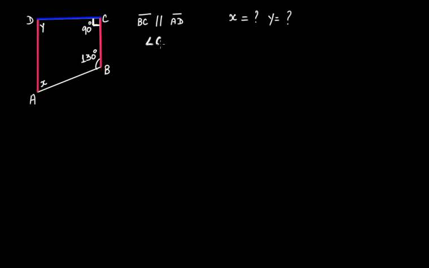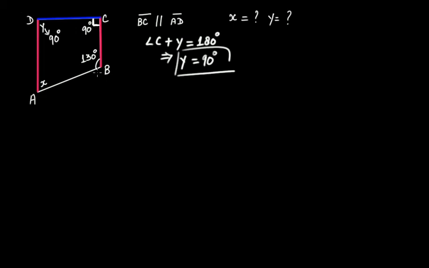So angle C plus angle Y is equal to 180 degrees. So from here you get Y is equal to 90 degrees. You get Y as 90 degrees. So this is also 90 degrees.